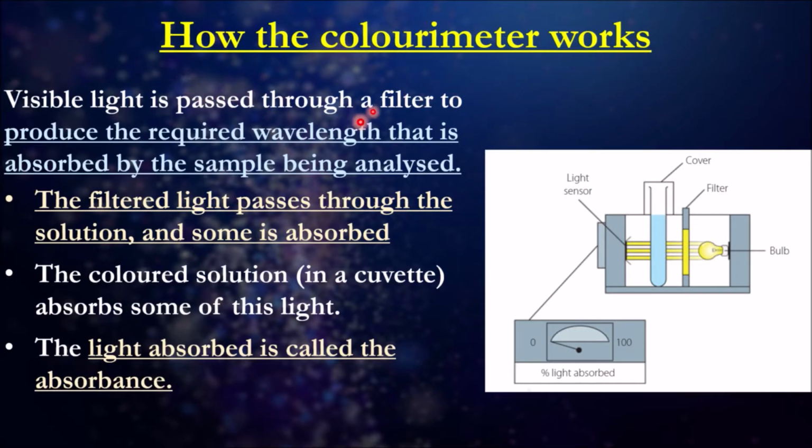Again, just a quick summary for you. We have visible light that is passed through a filter to produce the required wavelength to be absorbed by the sample. So this is the filter we have here, and this is our sample here. The filtered light passes through the solution and some is absorbed. Here some of that color light, in this case yellow light, is absorbed. The colored solution absorbs some of this light. The light absorbed is called the absorbance.